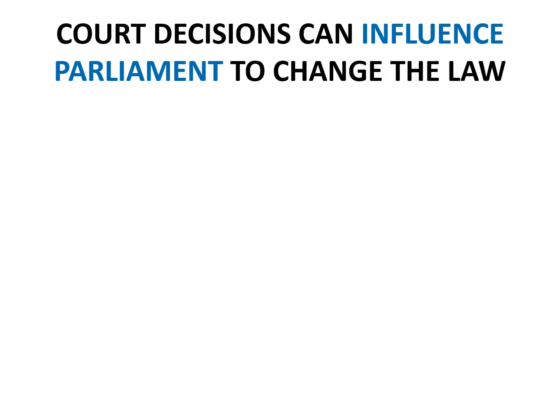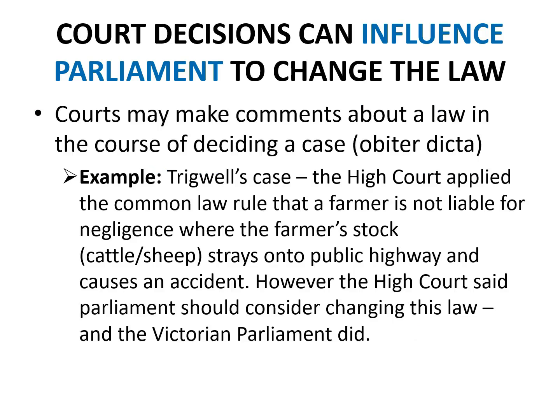One example of where decisions of the courts can influence Parliament to change the law is where a court makes comments about a law when it's deciding a case. These comments express the court's opinion about the law and are therefore obiter dicta. If Parliament agrees with the court's comments about the law, then Parliament might then change the law by passing legislation. An example of this is Trigwell's case.